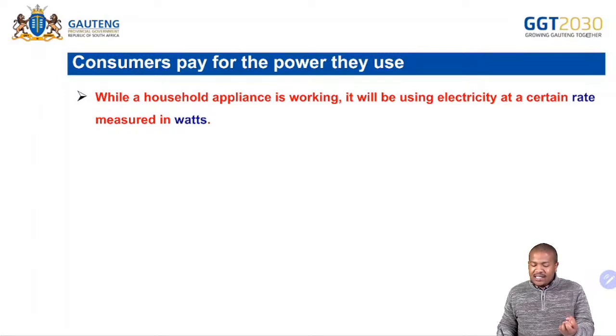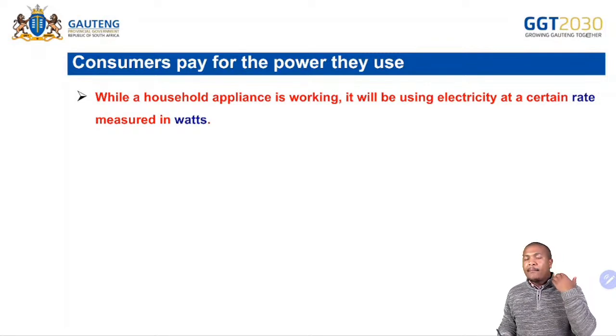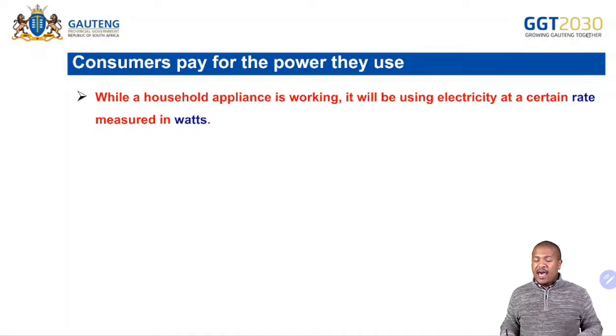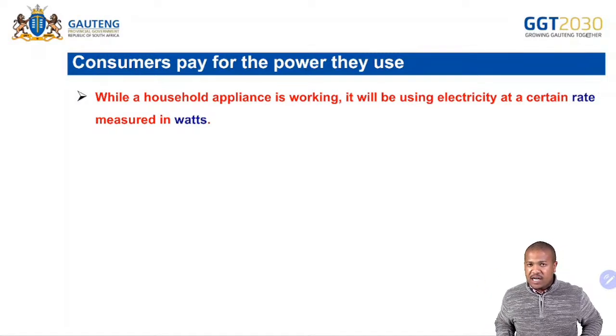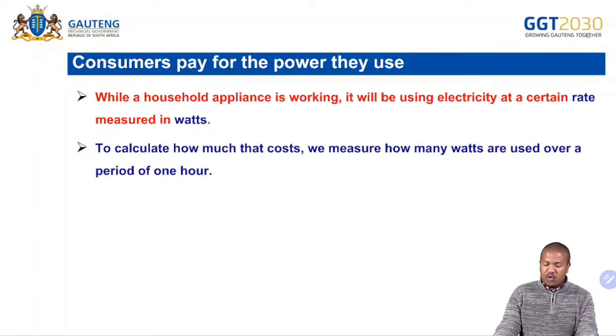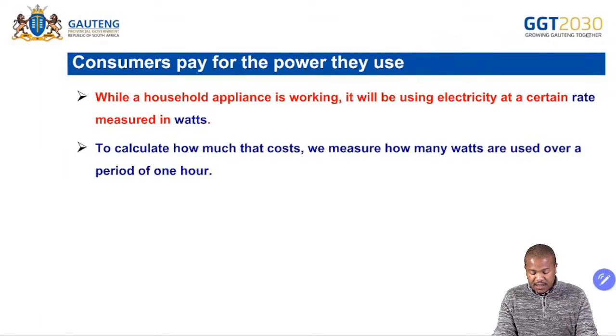It uses electricity at a certain rate, also depending on the amount of time and hours that the kettle has been used for, or the amount of time that a microwave is on for. The rate is measured in watts. For us to calculate how much that costs, we need to measure how many watts are used over a period of 1 hour.